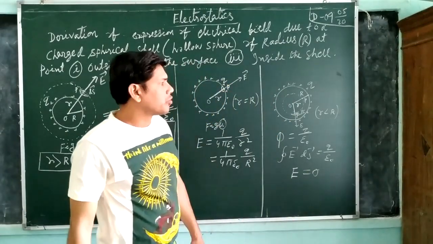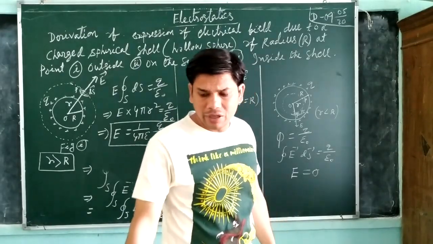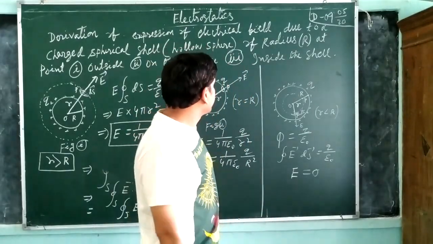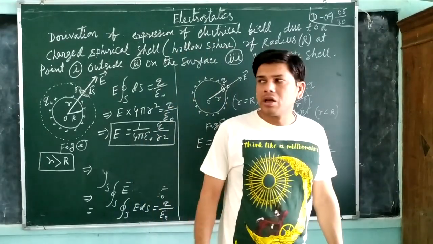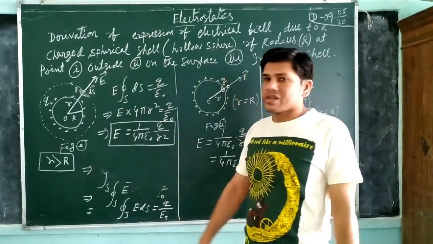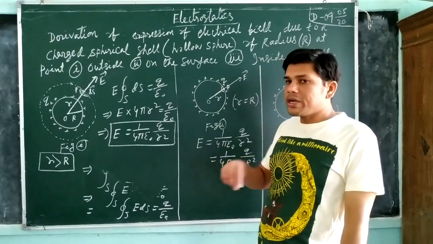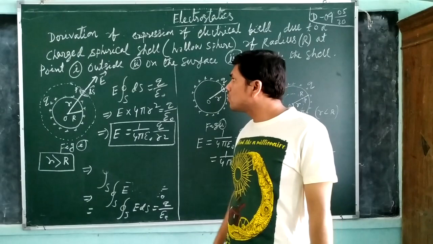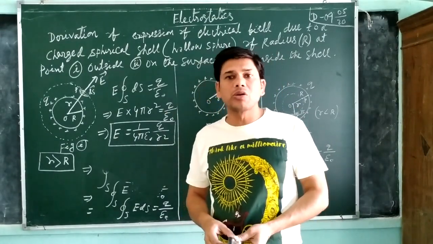Okay. So in this way we can find the electric field due to a spherically charged shell or hollow sphere in 3 cases. Just go through it, and if you have any question related to this topic, ask me. I will give some numerical problems also.